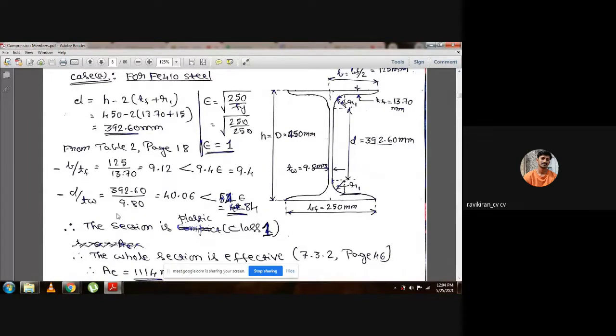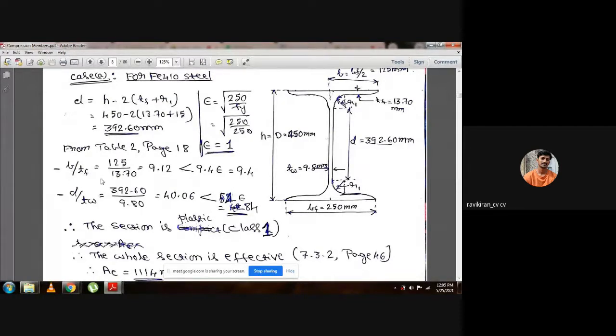In IS 800 2007, if you open page number 18, there is a table given, that is Table 2, limiting width to thickness ratio. Open the table, neutral axis at mid depth, first, second, third, fifth row. It is given for the ratio for different sections: class 1 is plastic, class 2 is compact, and class 3 is semi-compact. So first we should consider the breadth to thickness ratio of the flange.